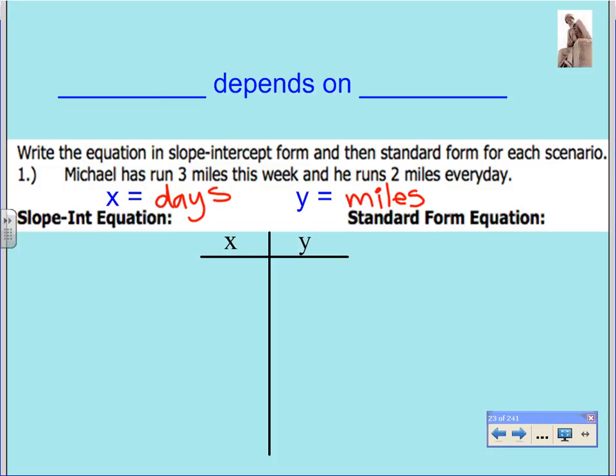The x variable is always something that you cannot control. Can we change that there are 7 days in a week? No. Can we change how many days are in a year? No. The time aspect of a scenario is always the x variable. I shouldn't say always. Most of the time. So x is days. Y is miles. Miles is something that you can control. We can decide, okay, we're going to run 1 mile every day, or 0 miles every day, or 10 miles every day. Whatever it may be, you can control that.